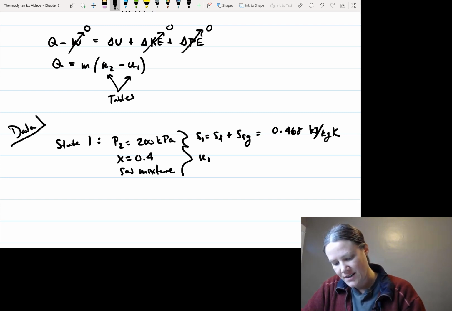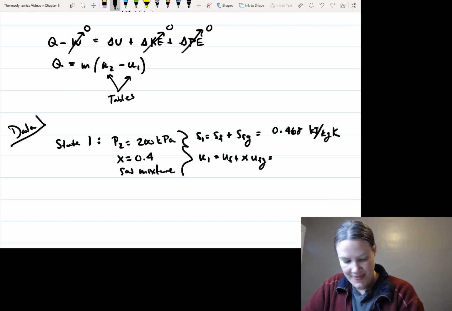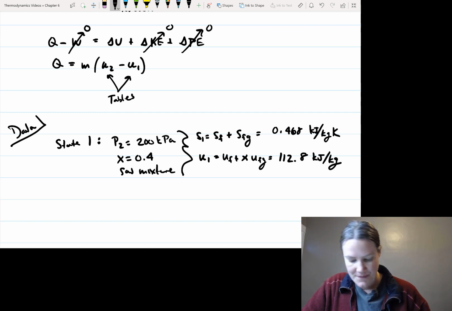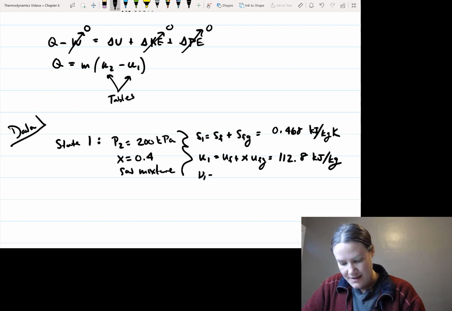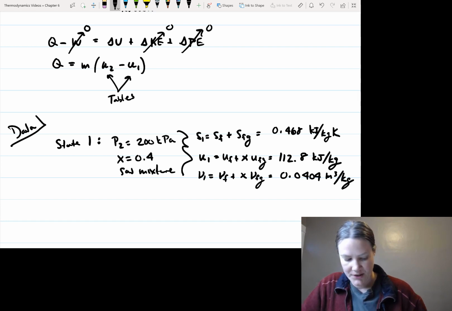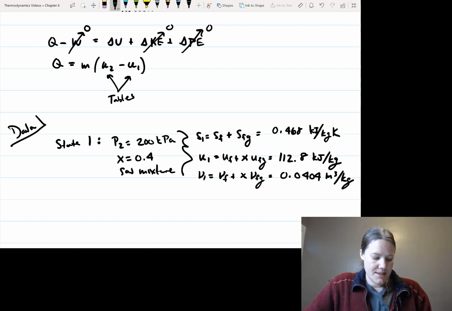And then we're going to do the same thing. We also need U1. So this is UF plus X UFG. This is equal to 112.8 kilojoules per kilogram. And then V1 is equal to VF plus X VFG, and this is equal to 0.0404 meters cubed per kilogram.